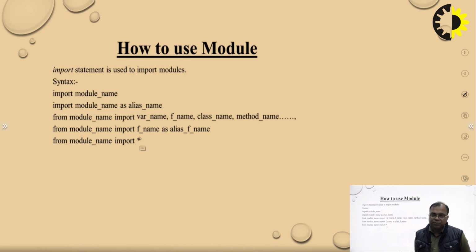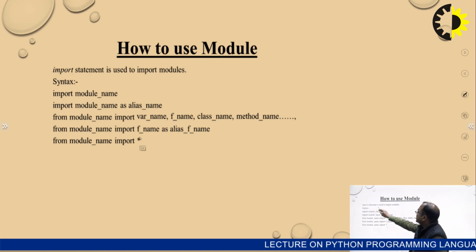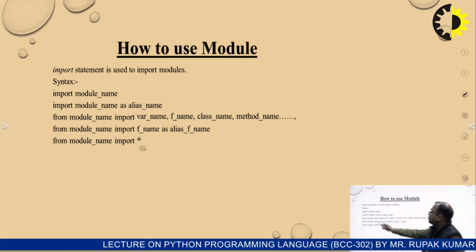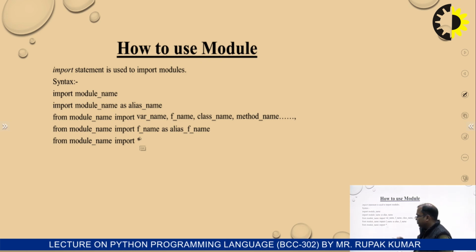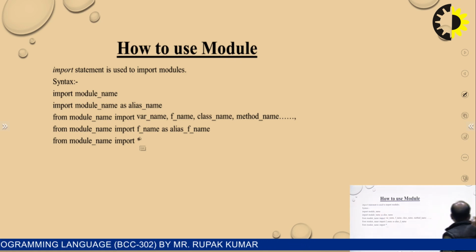For using a module, we have different types of processes. One of them is that we can import. The keyword import is used. So the import statement is used to import modules, and it can be used to import different modules in our program. Next is import module_name. Import is the keyword which is used to import the module.